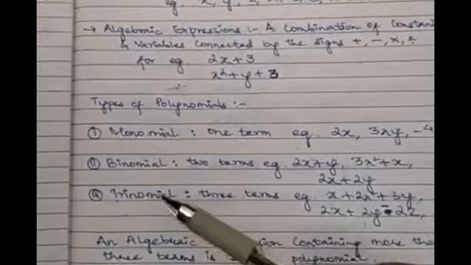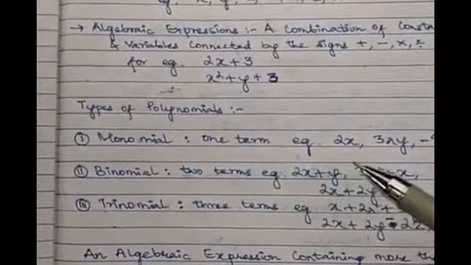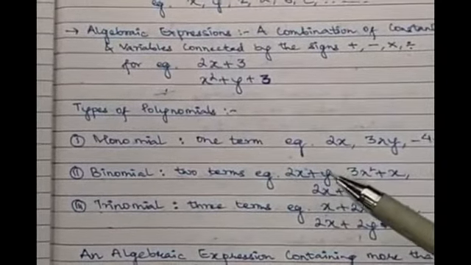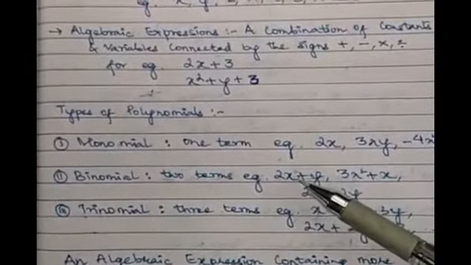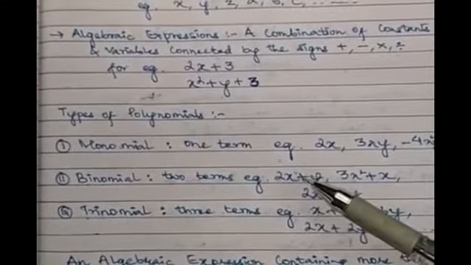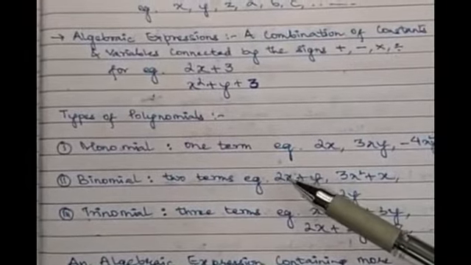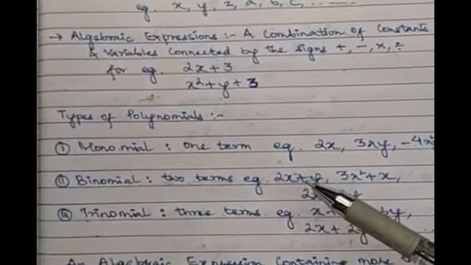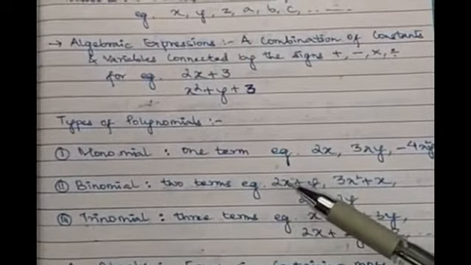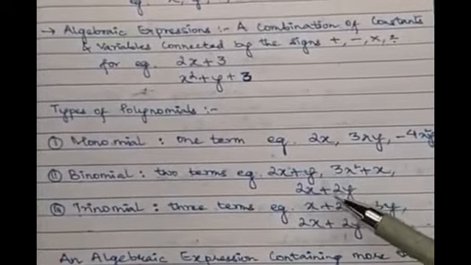Similarly, binomial means two terms. Remember, terms can only be separated with a positive or a negative sign. In the second case, we have 2x plus y. Because of this plus, we have two terms: 2x is the first term and y is the second term, combined together with a plus sign. So it's a binomial. Similarly, 3x square plus x, and 2x plus 2y.